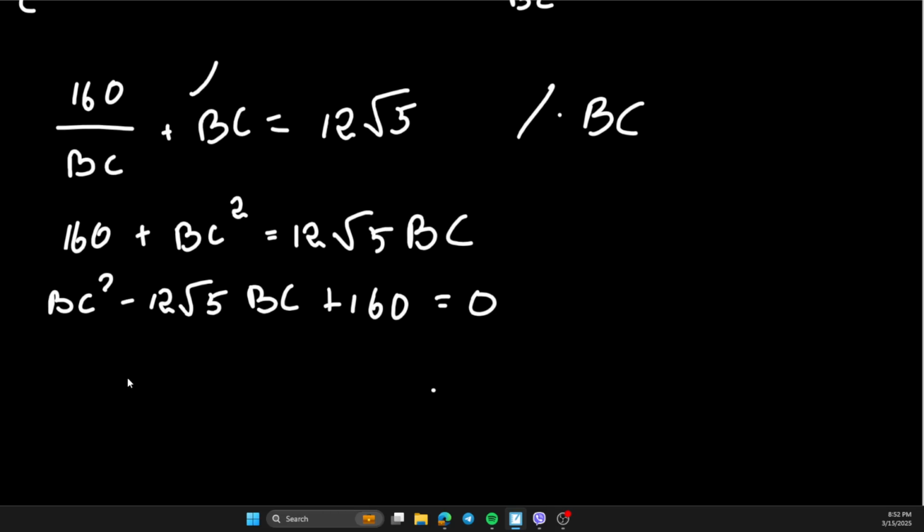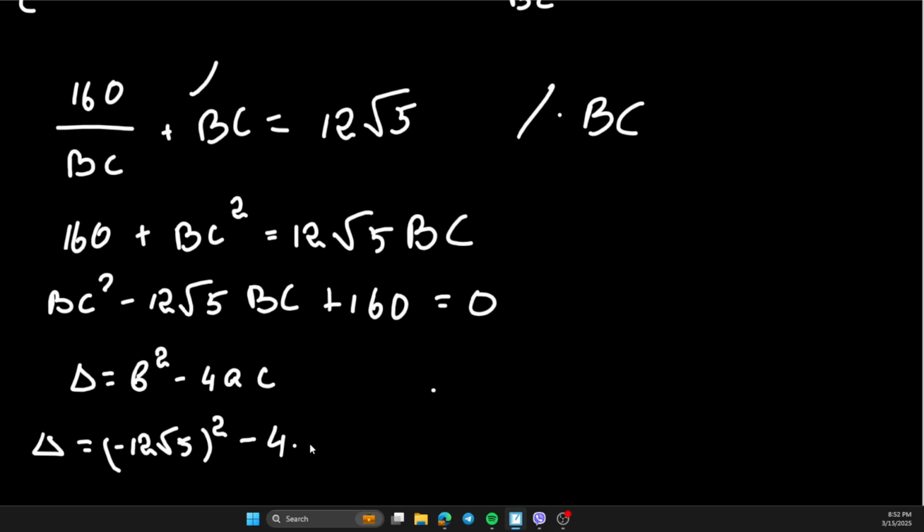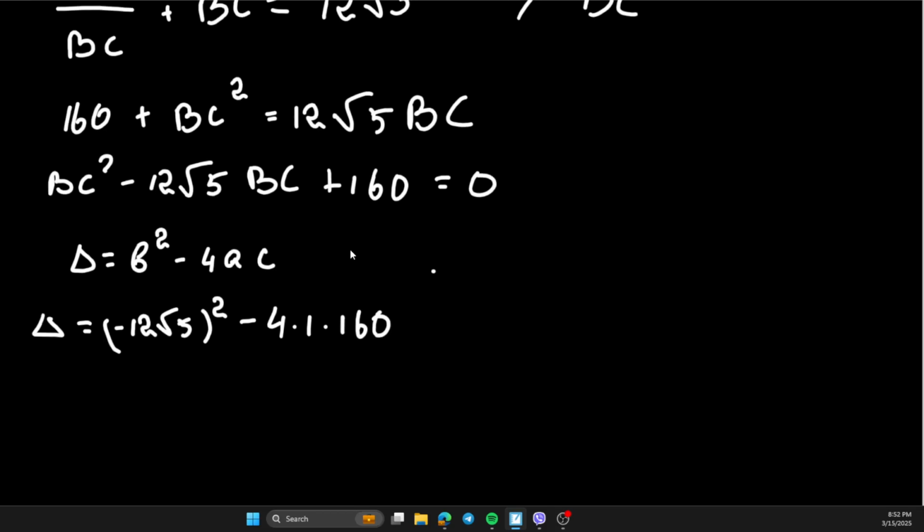All right? So now we're using delta. Okay, delta equals b squared minus 4ac. So delta equals negative 12 square root of 5 BC, only that. BC is your x, okay? Squared minus 4 times 1 times 160. Delta equals negative 12 square root of.